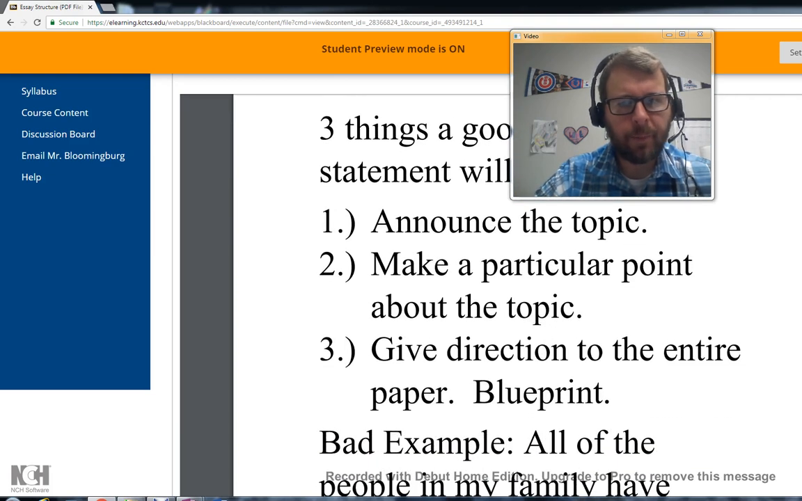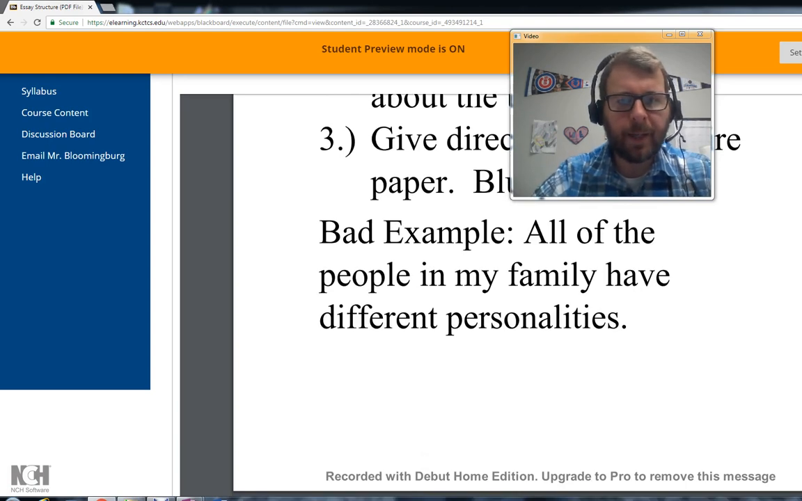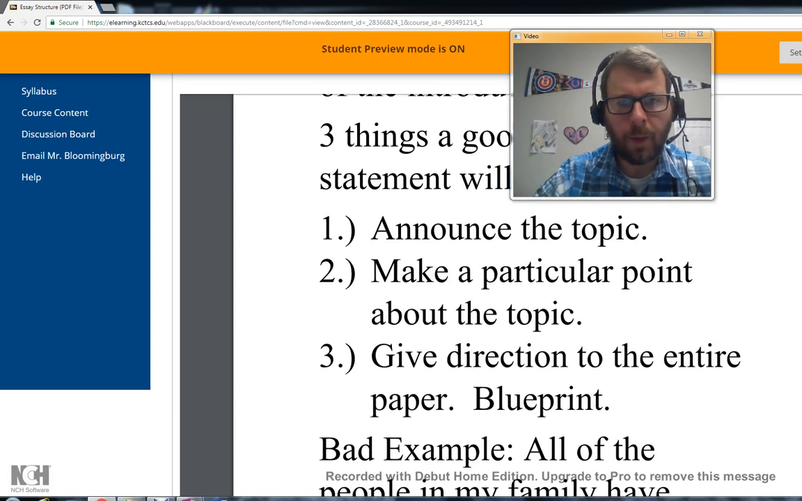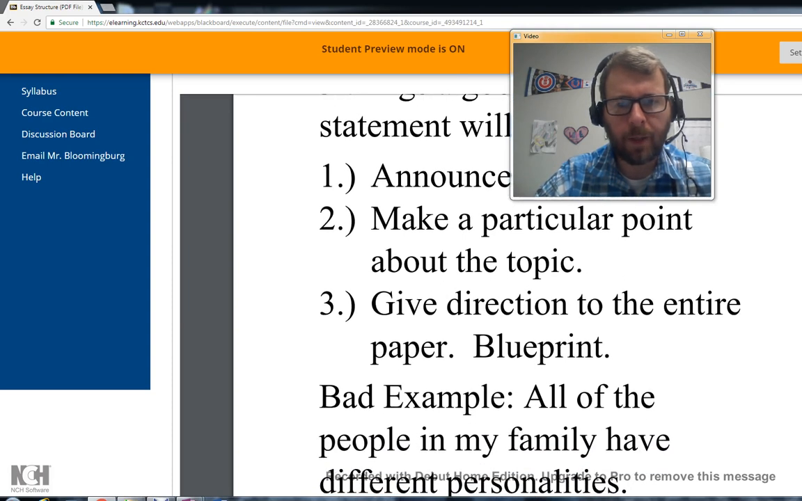Well, a good thesis statement will announce the topic, make a particular point about the topic, and give direction to the entire paper. So I put a bad example on here. All of the people in my family have different personalities. Well, we have an announcement of topic there. It also makes a particular point about the topic.